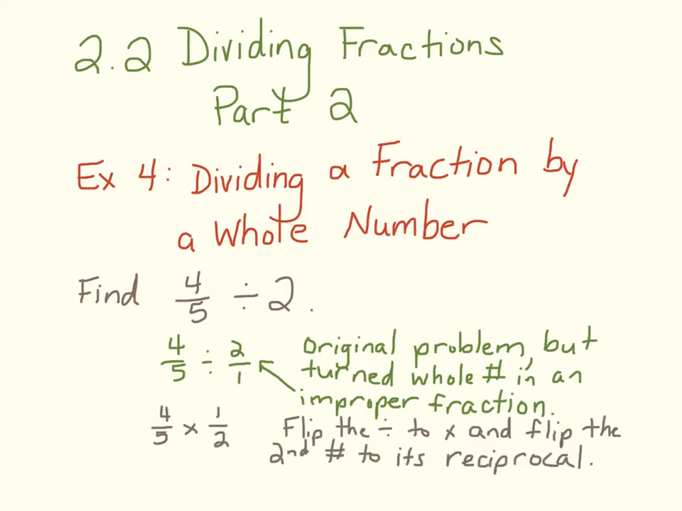Just like we did in some of our previous examples, we're going to make sure that we keep the first number exactly the same, so it's still 4/5, and we're going to flip that division sign to a multiplication sign, and then at the same time, we're also going to flip that second number to its reciprocal. And since we had 2 over 1 as the second number there, when we flip it to its reciprocal, then it becomes 1/2.